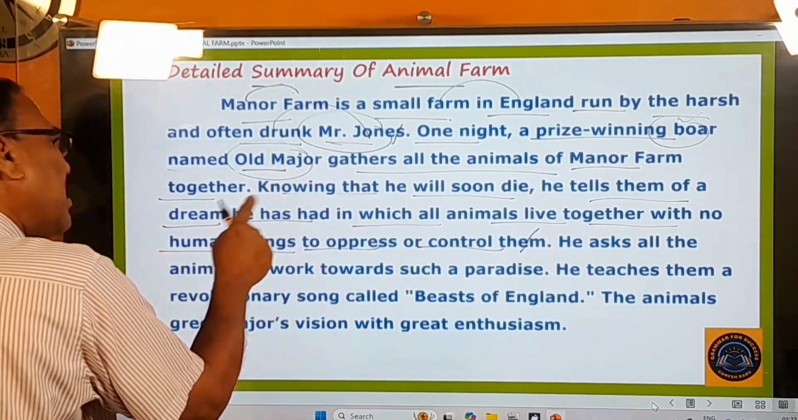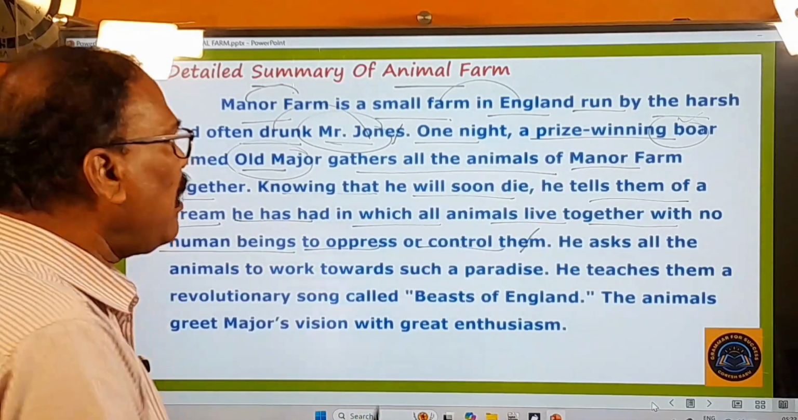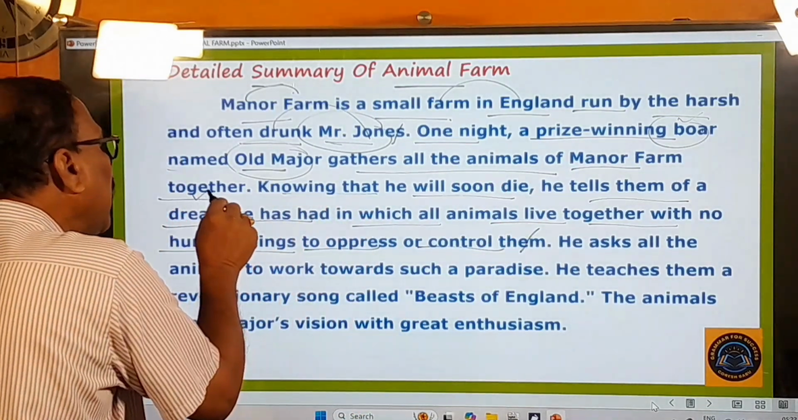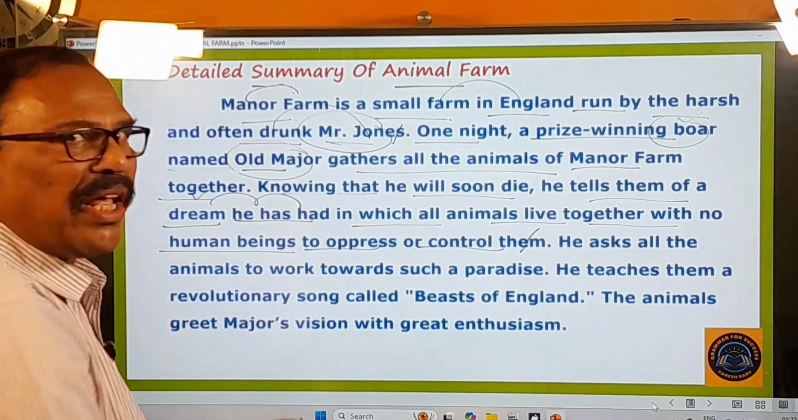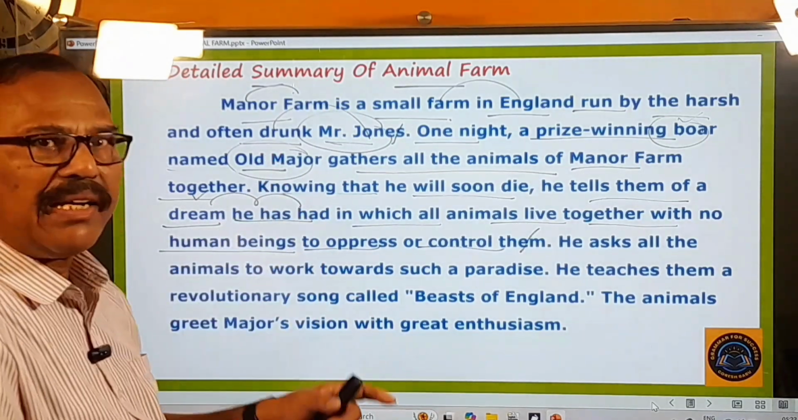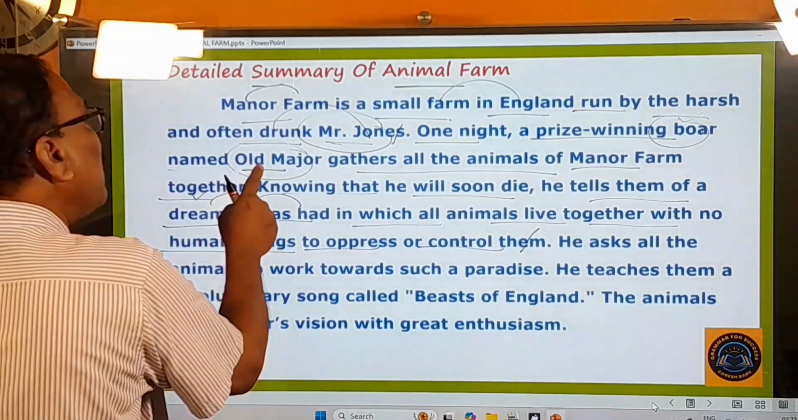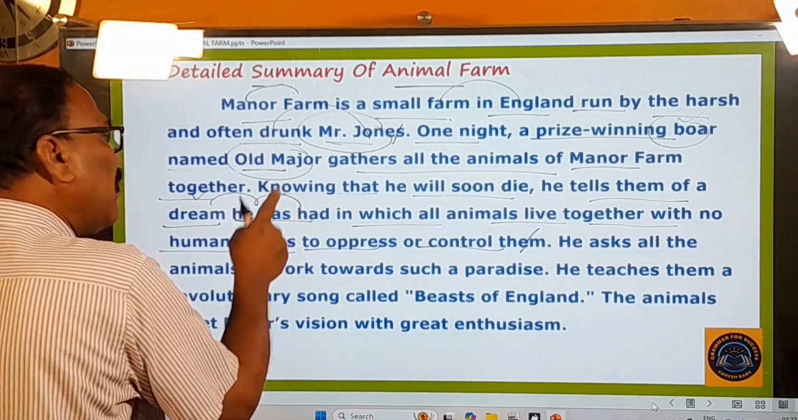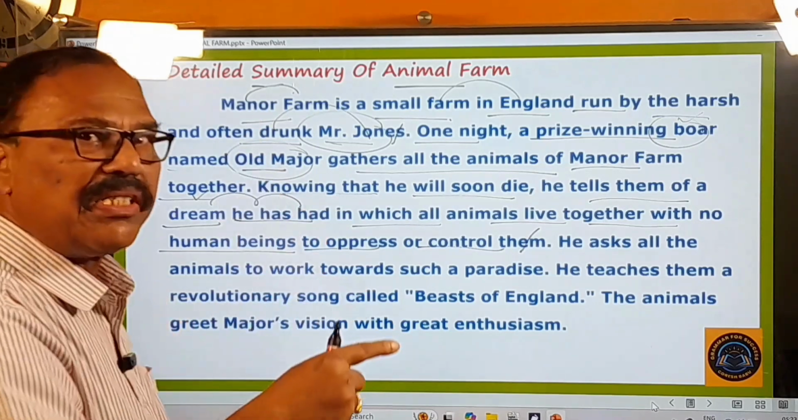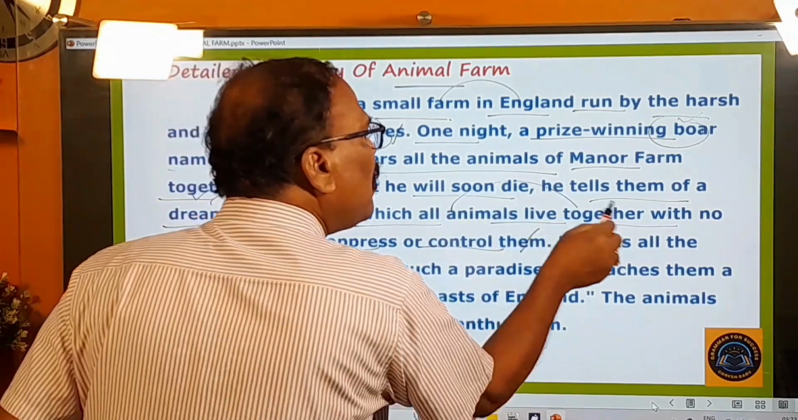So this Old Major gathers all animals of that farm and tells them about his dream which he had last night. Last night, this Old Major had a dream, and about that dream, this Old Major is now telling the other animals what is there in that dream, in which all animals live together.